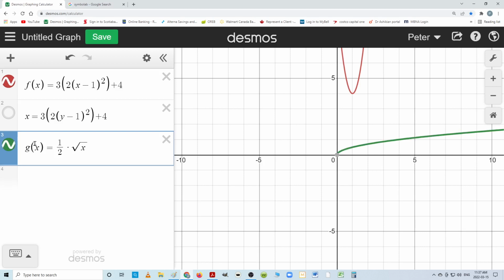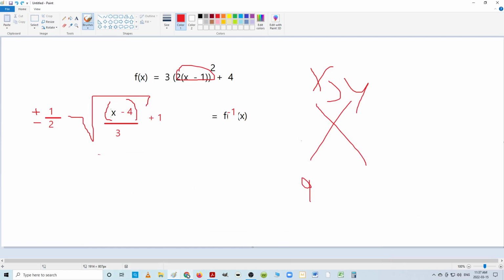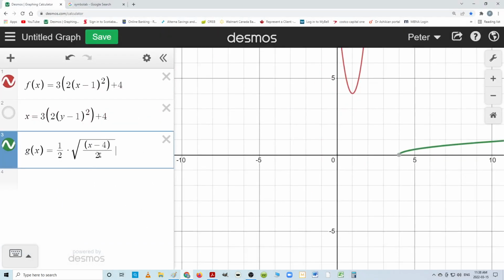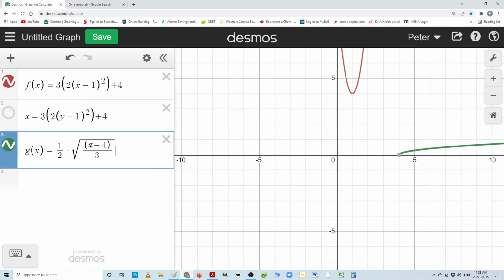of, it was x minus 4 divided by, and I've got to put it in brackets here, 2, and let's see, I've got to get this right. It was half x minus 4 divided by 3. Okay, did I get that right? Let's see. I subtract 4 divided by 3, yep. And then the whole thing has 1 added to it.